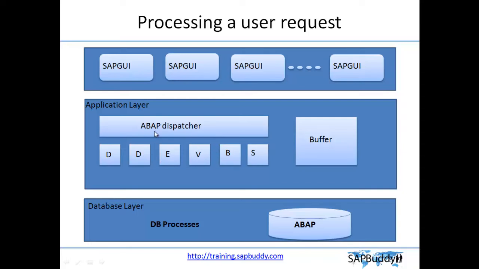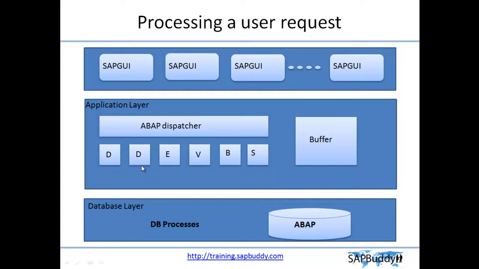work process. The requested process could be a dialog work process, or it could be an enqueue, which is required based on some processes or some execution done by the dialog or the background work process. Or it could be an update work process or background work process, or it could be a spool work process which is related to printers. Do you want to print something?